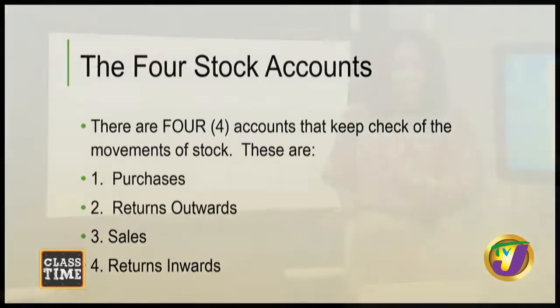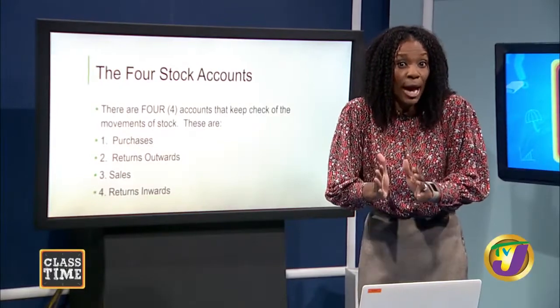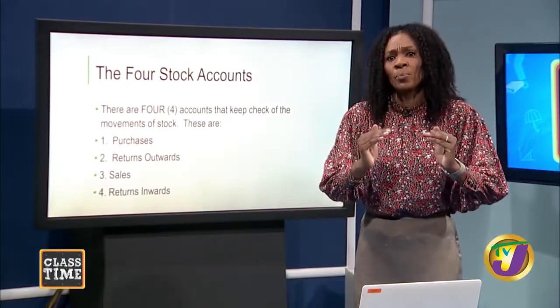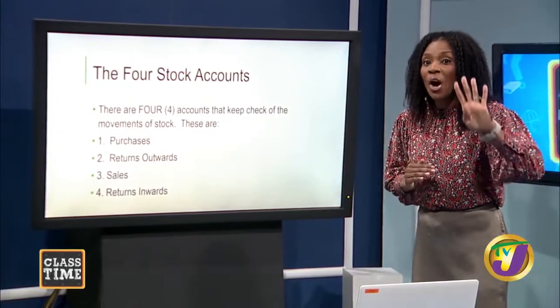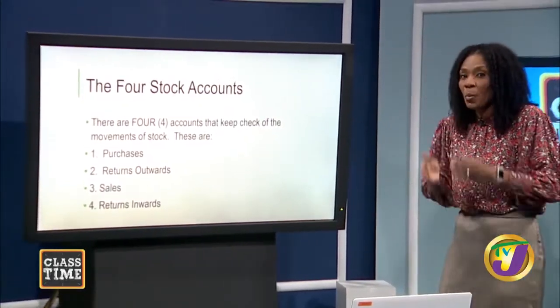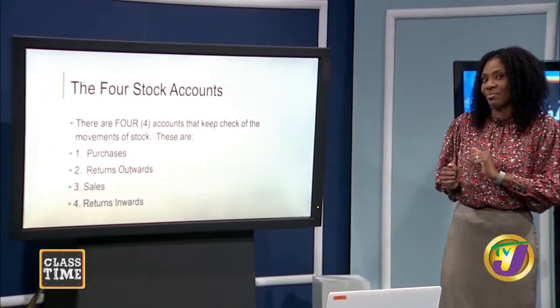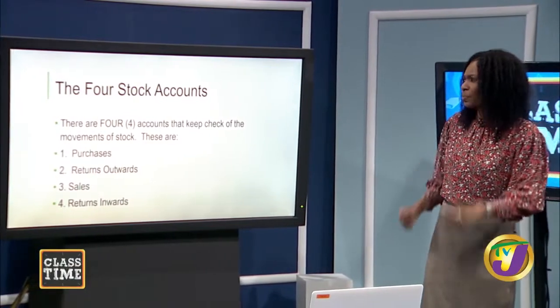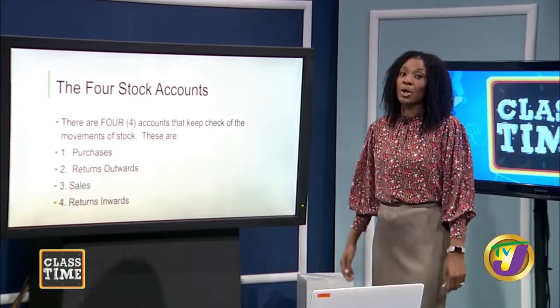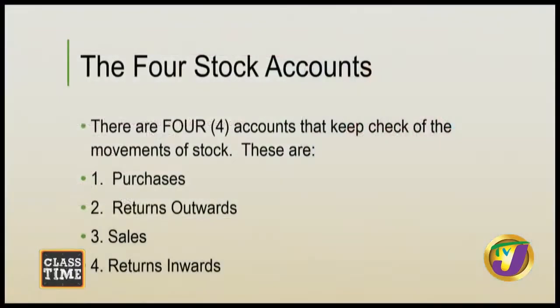Now, as accountants, we try to be very systematic and orderly. So what we do, we actually set up 4 accounts in order to maintain or to track the movement of the stock. 4 accounts. What are these 4 accounts? Now, they are purchases, returns outwards, sales, returns inwards. Let's go again. Purchases, returns outwards, sales, returns inwards.